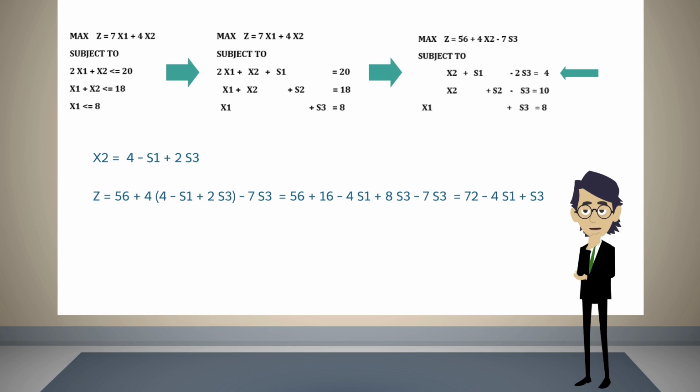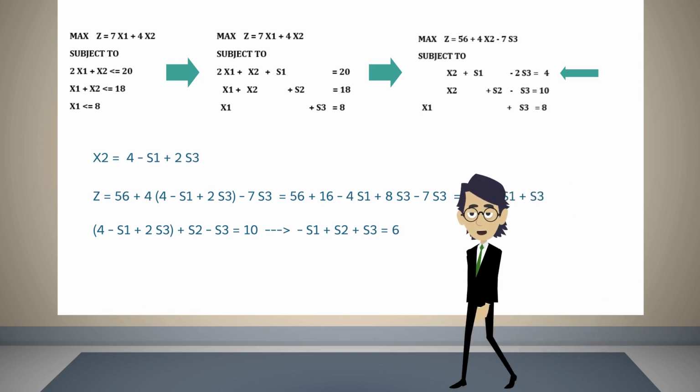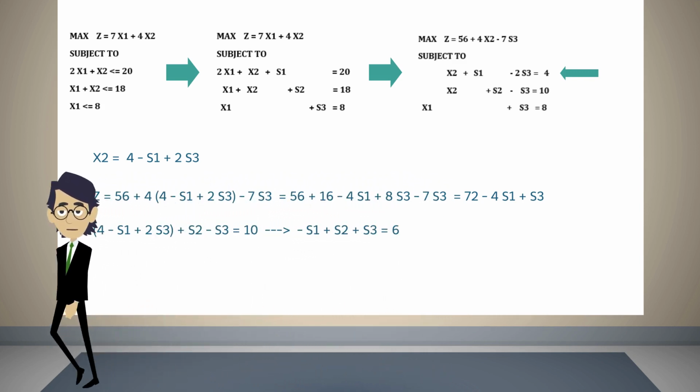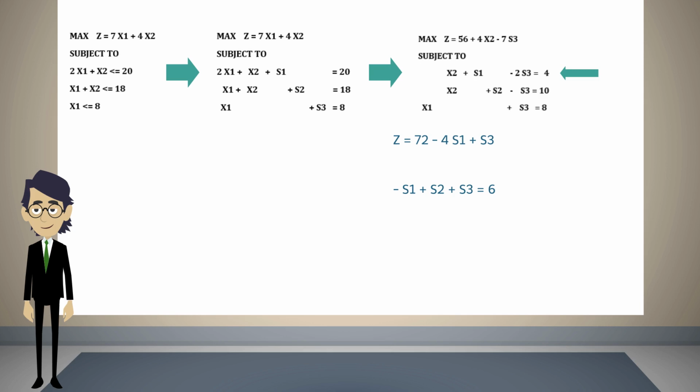Now we will substitute the value of x2 in the second constraint. Simplifying the expression, we must obtain the following. In the third constraint we cannot substitute the value of x2, since this variable does not exist in this equation. Summarizing our findings, only the objective function and the second constraint will change. With these expressions, we build a new system.